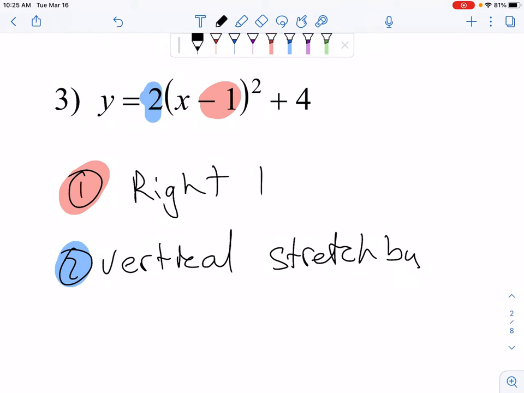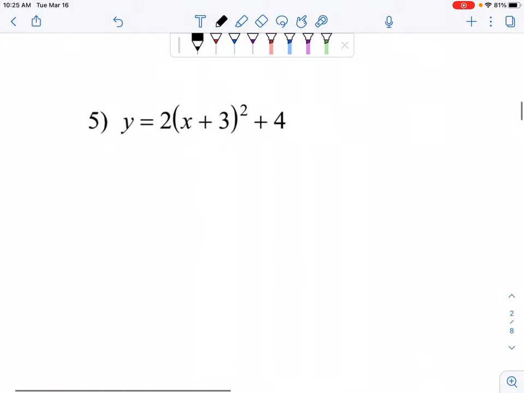By 2. And then the whole thing moves up 4, and that's happening to our y value. So those are the transformations that are taking place.